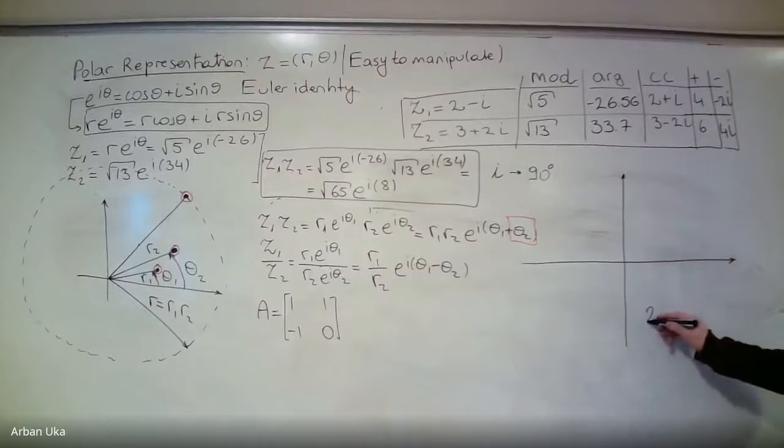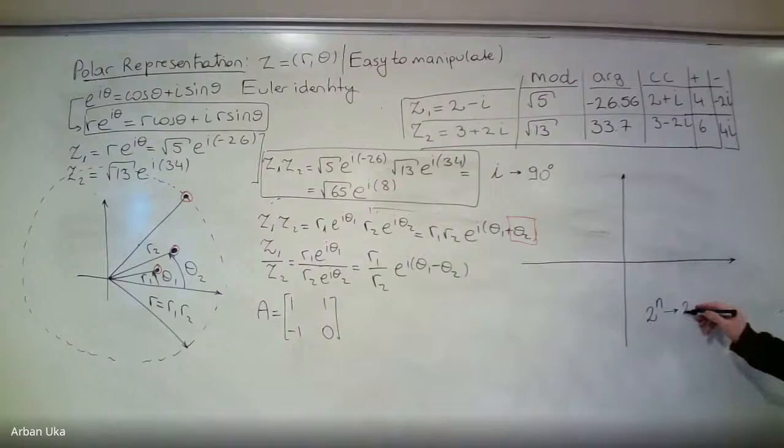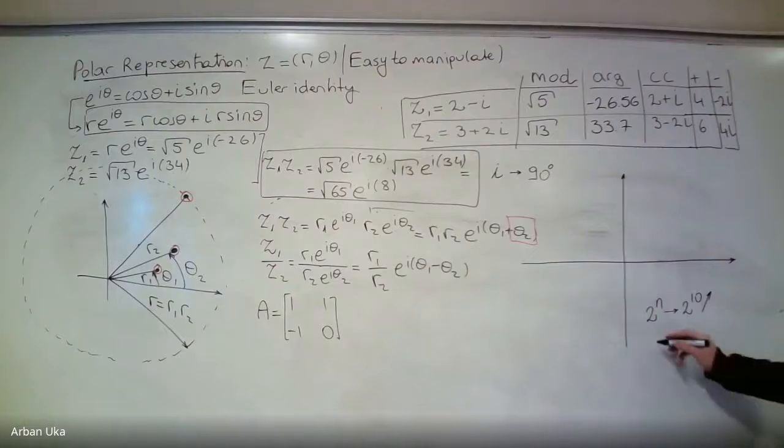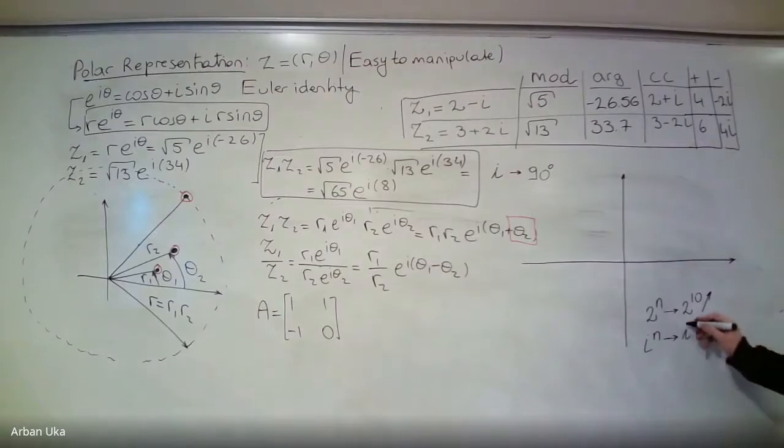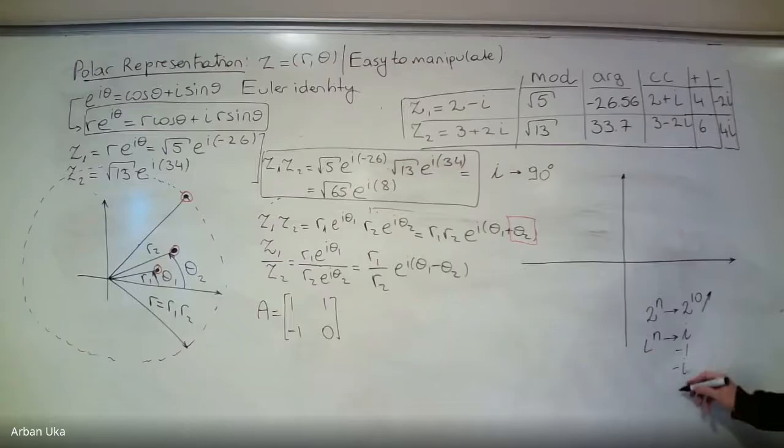Let's think first of all about this number, 2. What happens with 2 to the power n? If it is something like 2 to the power 10, this is a number which exponentially increases very fast. What about I to the power n? This is an oscillatory function. Because I to the power n is going to be I, then minus 1, minus I, then 1. And then I again, minus 1.